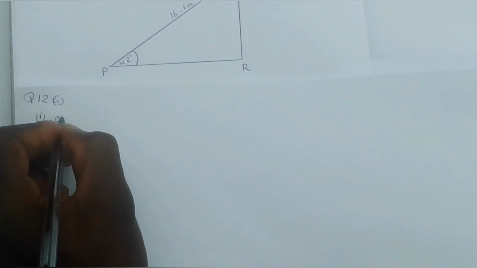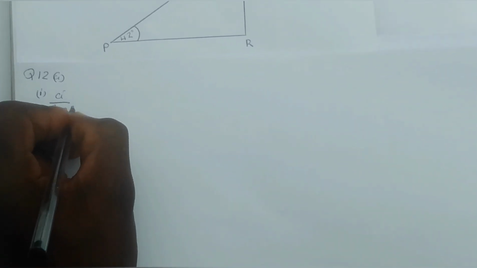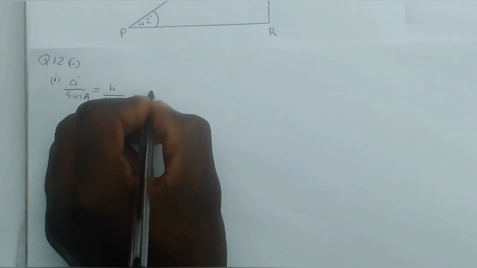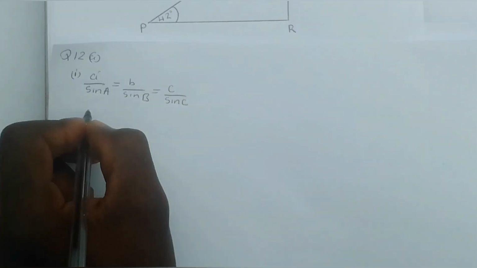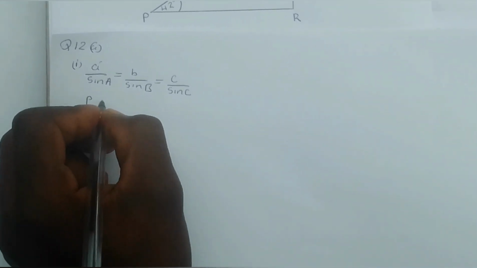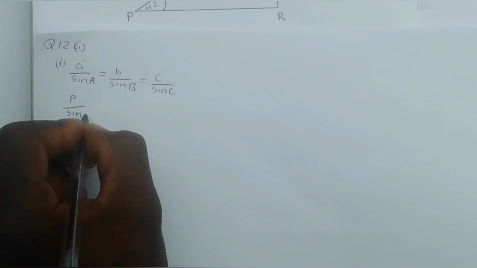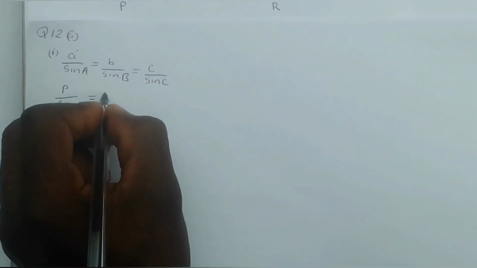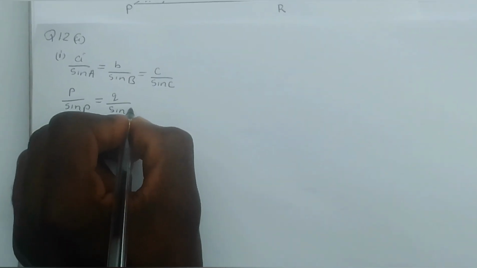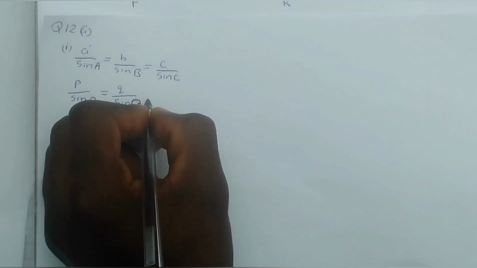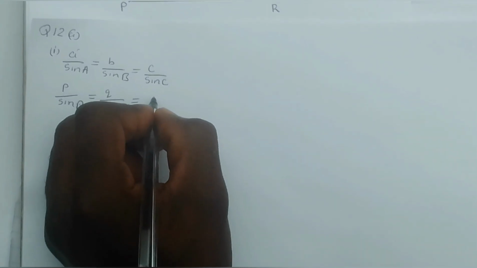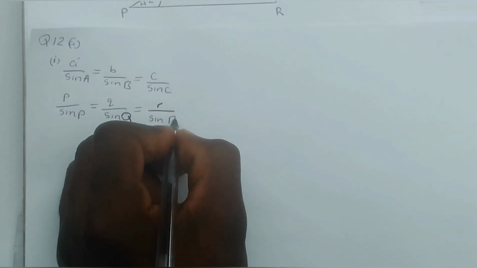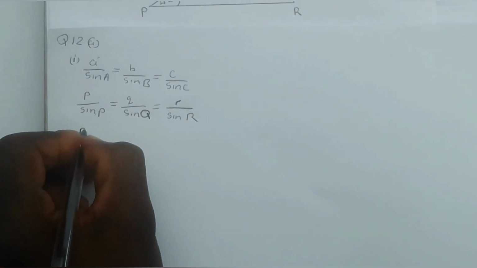Let's do this. The first step is to write the formula for the sine rule. We have a over sine A is equal to b over sine B, which is also equal to c over sine C. Now let's replace according to the letters that we have. We have p over sine P, capital letter for the angle, which is equal to q over sine Q, which is also equal to r, small r, over sine R, capital R.